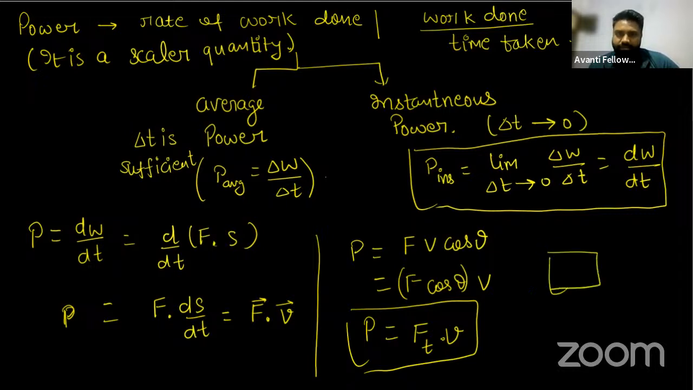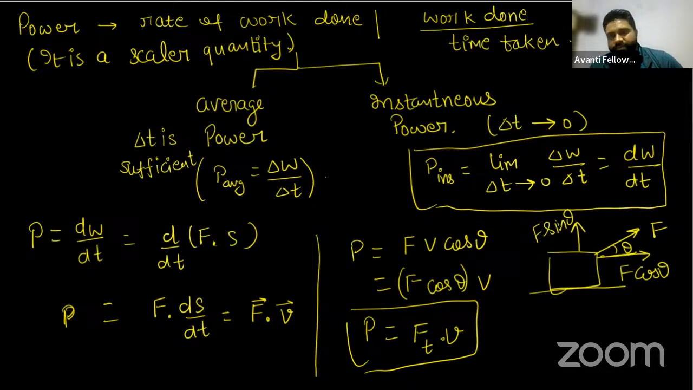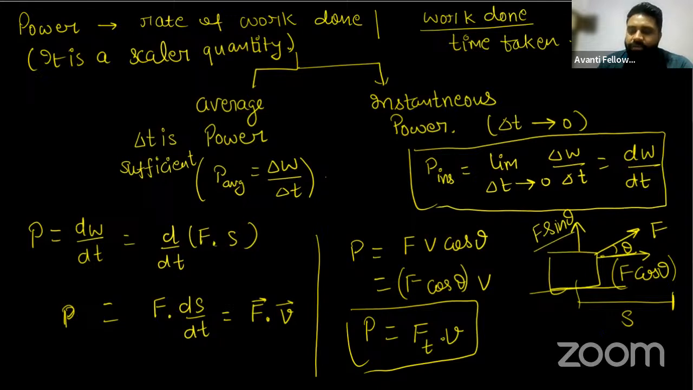If you take this block, here the force F is applied at an angle theta to the block. So you will see this is F cos theta and this is F sin theta. Now, which one of the forces is responsible for work done if the displacement is in this direction? Definitely F cos theta is responsible for the work done, because the work done by F sin theta will be 0. Why? Because F sin theta and the displacement are at 90 degrees, so cos 90 will become 0 when you open the dot product. So the work done by F sin theta will be 0.